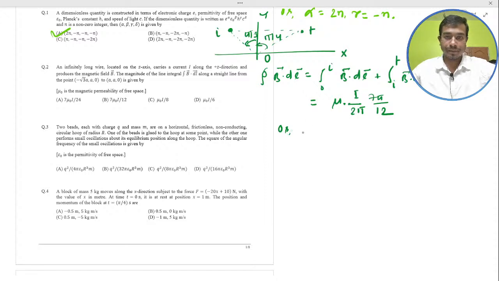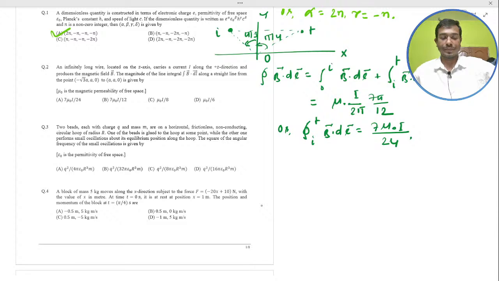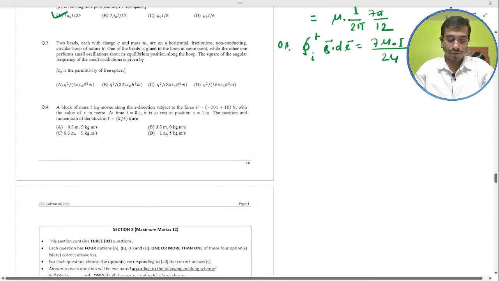or closed line integral initial to final B dot dl equal to 7 mu naught I divided by 24. Option A would be the correct. 7 mu naught I by 24. Next question.